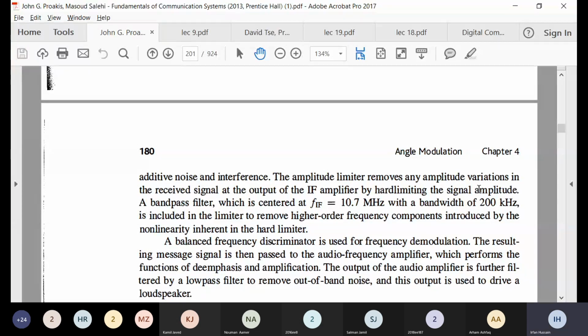And then we have a band pass filter centered at 10.7 megahertz with a bandwidth of 200 kilohertz, included in the limiter to remove the higher frequency components introduced by the non-linearity in the hard limiter. The hard limiter removes any amplitude variations, and because of that, high frequency components are generated, and they will be rejected by a band pass filter tuned at 10.7 megahertz inside this limiter of 200 kilohertz. So after the limiter, you will just get your channel of 200 kilohertz.